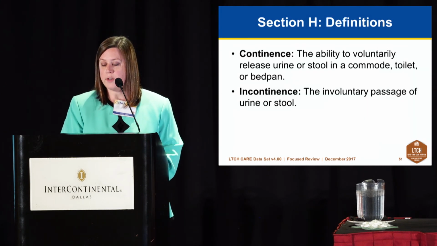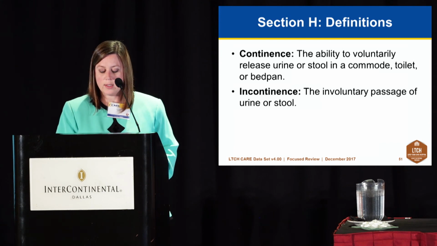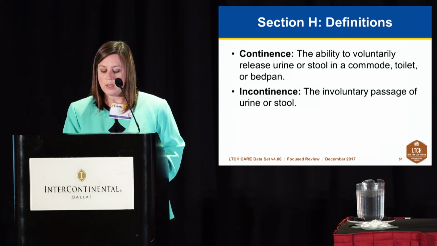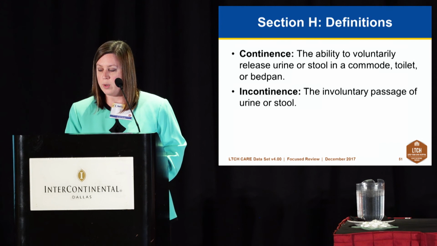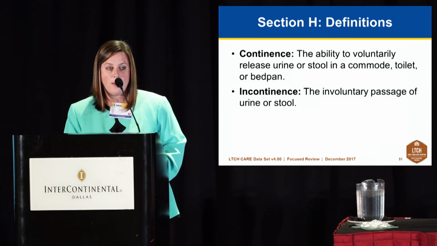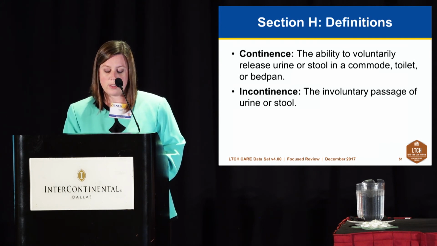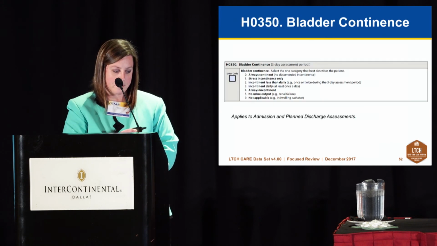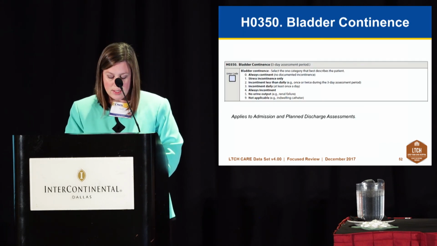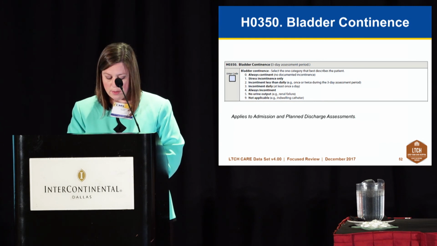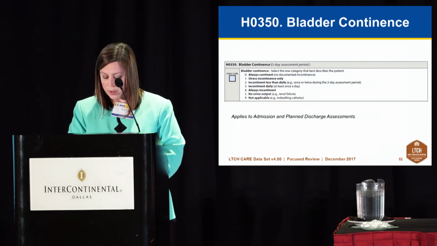There are some important definitions for Section H. Continence is the ability to voluntarily release urine or stool in a commode, toilet, or bedpan. And incontinence is the involuntary passage of urine or stool. Section H0350 on the LTCH CARE Data Set is where we have bladder continence.